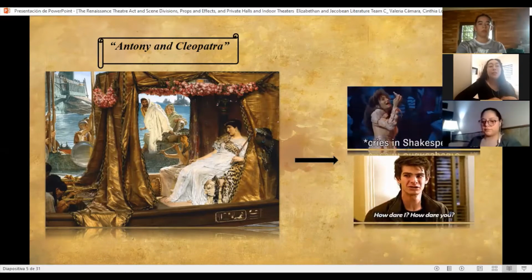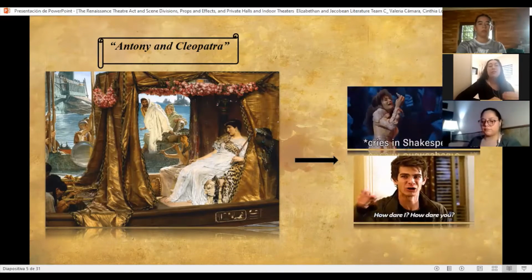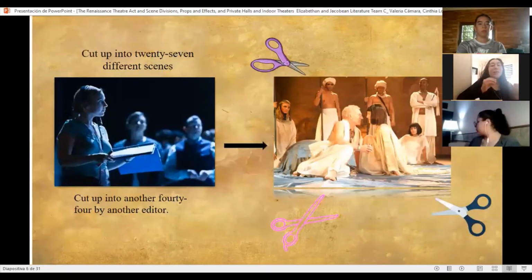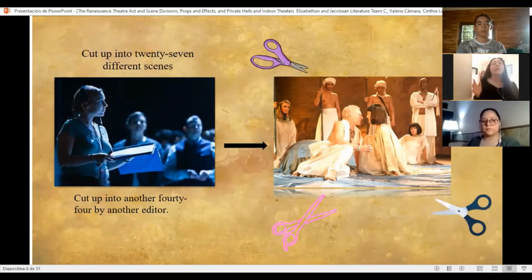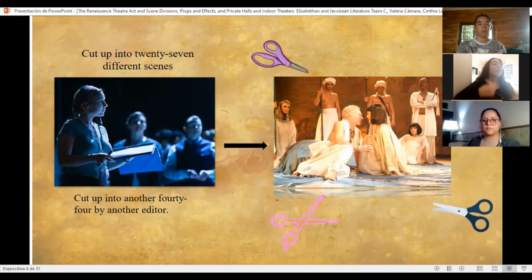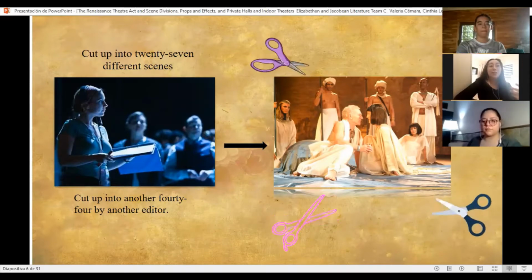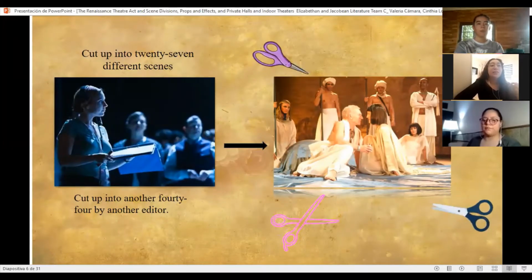And first, they took out the scene divisions. Now, can we imagine just how bad that is? People might think that this is a good idea, but it's not. Why? We don't know when something starts or ends. So then it was republished and republished and republished throughout many years. And at some point, they cut it into, as you can see here, by some editors 27 times, which means it's 27 different scenes.